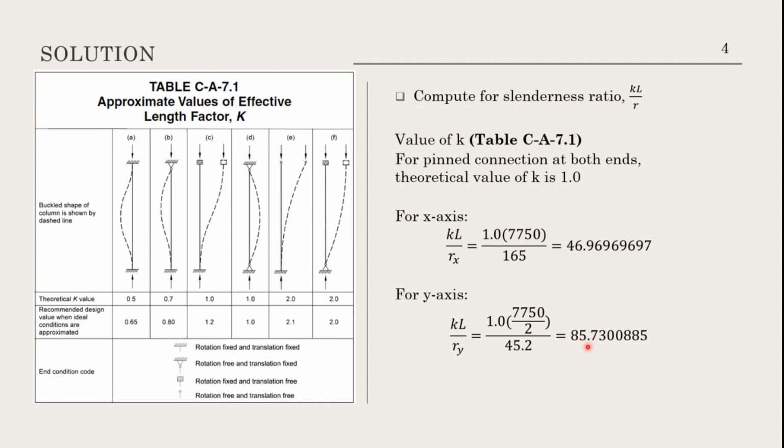85.7300885. Okay, so we compare the two slenderness ratios because we're always finding the larger slenderness ratio because that is where the column will buckle. So in this case, the larger slenderness ratio is with respect to y-axis. So therefore, we use that in determining the buckling stress for the column. So it governs over the other one.